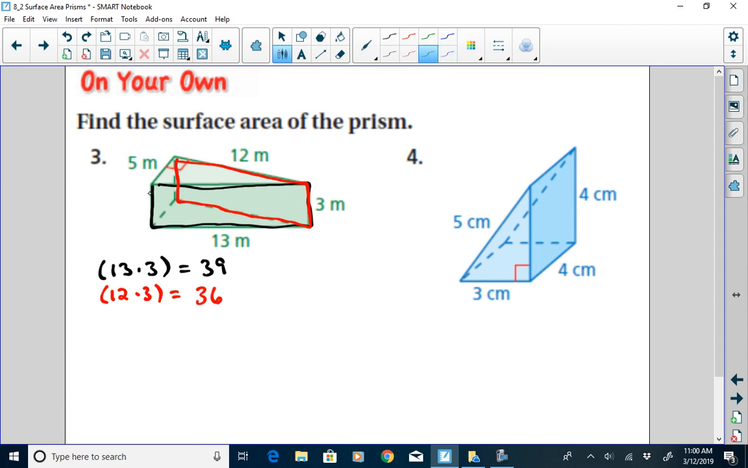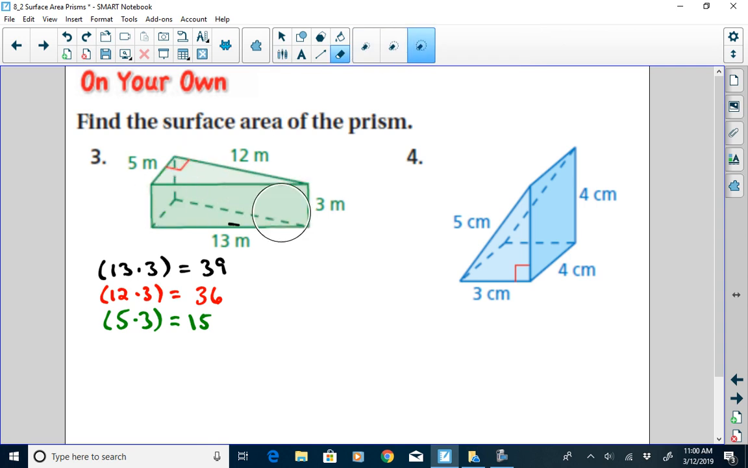Then I also have this rectangle here. Right, that's my green one. That rectangle there, that seems to be 5 by 3. That's a 5 by 3 rectangle. 5 times 3 is 15. But then we have the 2 triangular surfaces.